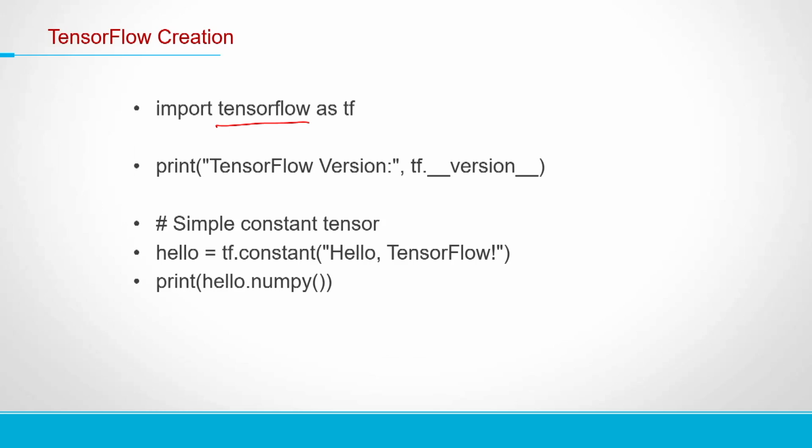If you wish to see the version of TensorFlow you are using, you can print, in double quotes, the TensorFlow version with the built-in attribute tf.__version__. Now, moving on to how to construct a simple constant tensor, I have given the name hello TensorFlow, and we use the built-in function tf.constant to build this tensor, which is given the handle hello. Now, if you print hello.numpy, a simple tensor will be created.